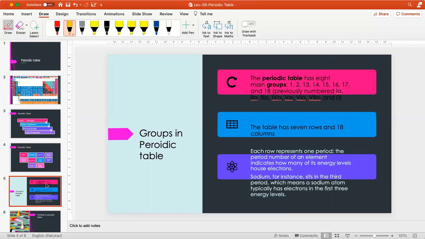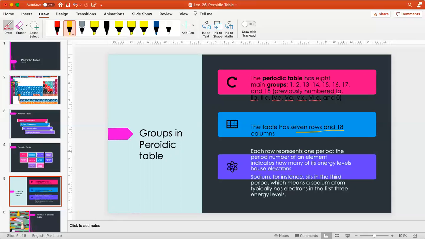The periodic table has 8 main groups, 1, 2, 13, 14, 15, 16, 17 and 18, जिनको हम पहले 1A, 2A, 3A, 4A ऐसे कहा करते थे. ये आपका जो periodic table है, इसमें total how many groups are there? 8 groups हैं. How many rows are there? 7 रोज हैं और 18 कॉलम्स हैं. ये फिगर आपको रिमेंबर करनी है फॉर द क्विज.